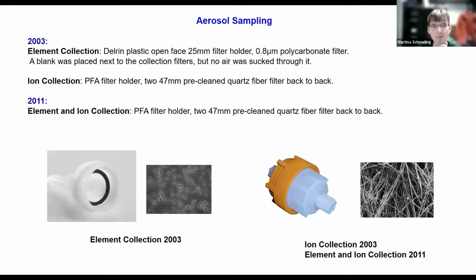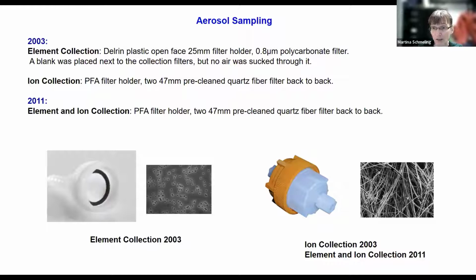So in 2003, the elements were collected with an open phase filter holder, which held a 25 millimeter filter. The filter had a pore size of 0.8 micron and was made of polycarbonate. As I mentioned, the blank was placed next to it, but no air was sucked through it. Ions were collected in this filter holder, which is roughly PM10, and it has 2 47 millimeter pre-cleaned quartz fiber filters back to back. This is a picture of the nuclear pore filter, or the polycarbonate filter, which has little pores etched into it. So it's a very thin membrane. Many of you know this.